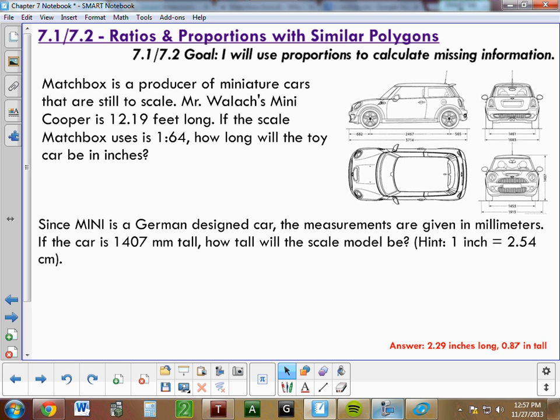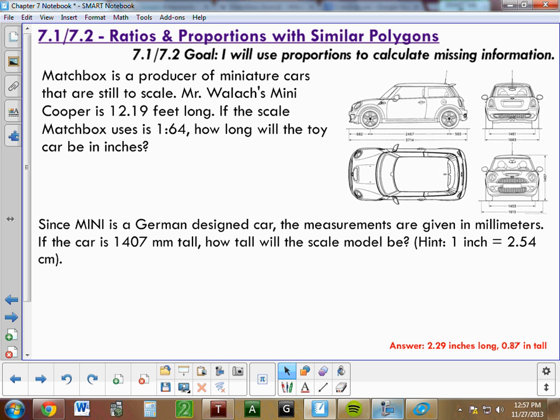Again, try this out on your own. See if you can do it by yourself. It'll take you an extra minute or two to try, but you might as well try it out. So I've got these two different examples. It says Matchbox is a producer of miniature cars that are still to scale. Mr. Walk's Mini Cooper is 12.19 feet long. This is accurate. And if the scale Matchbox uses is 1:64, how long will the toy car be in inches?